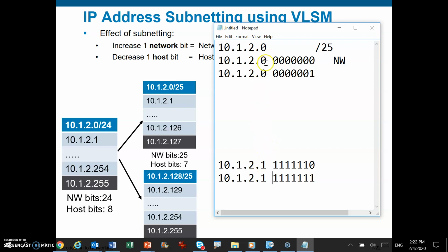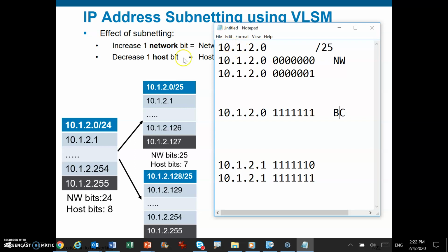When we set this to become 0, this will be my first network. Sometimes we call it the subnet 0, and this will be my second network. So this will be the host bits. So what is the broadcast address of the first network or subnet 0? It will be 10.1.2.0. This will be the broadcast address of my first network.